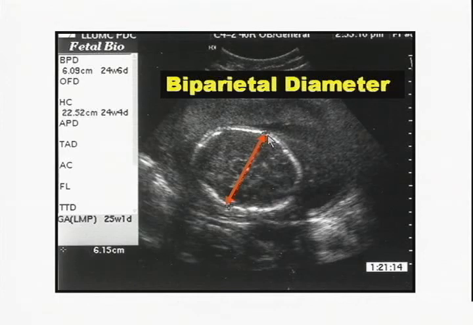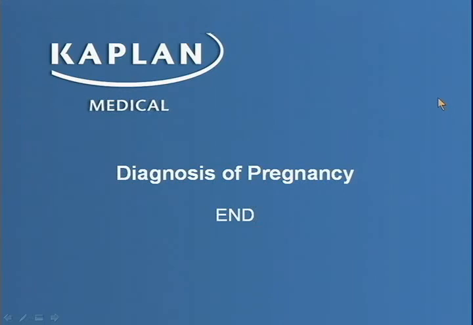In the second trimester, we not only look at the presence of a fetus, but we measure the head, the biparietal diameter. And that's going to be a good evidence of gestational age. This happens to be 24 weeks and 6 days. That's the end of diagnosis of pregnancy.